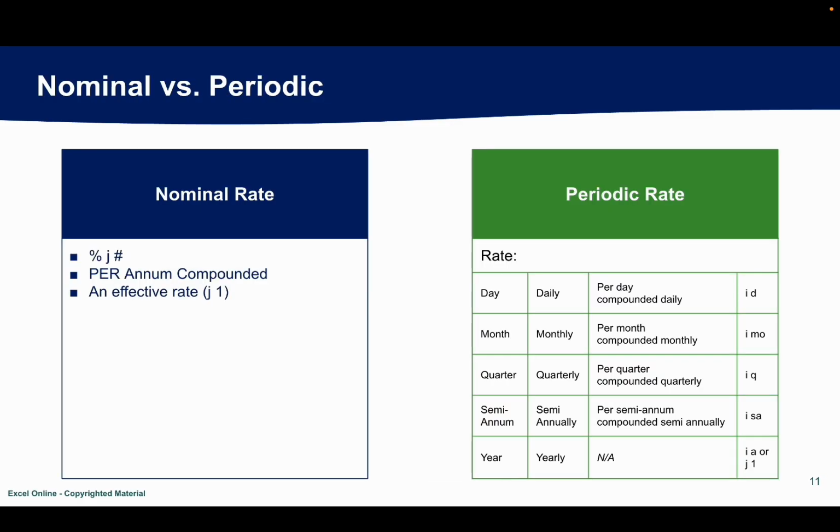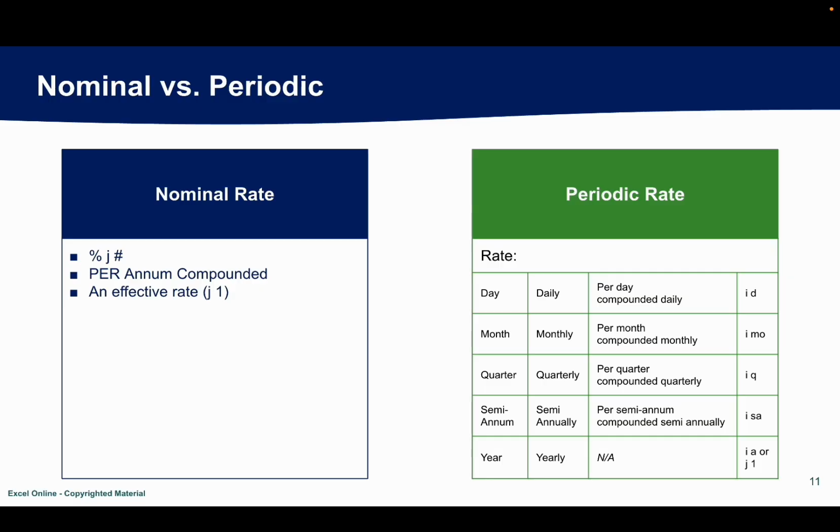For the last slide, we're going to wrap up on nominal and periodic rates. On the left, we have nominal rates. The important aspects of nominal rates are the value is per year with a compounding period, sometimes shown as a J and a number. The J means per year, and the number means the number of times the rate is being compounded. It is also called nominal, per year, or per annum. Also, if the rate is described as an effective rate or an effective annual rate, it is J1.